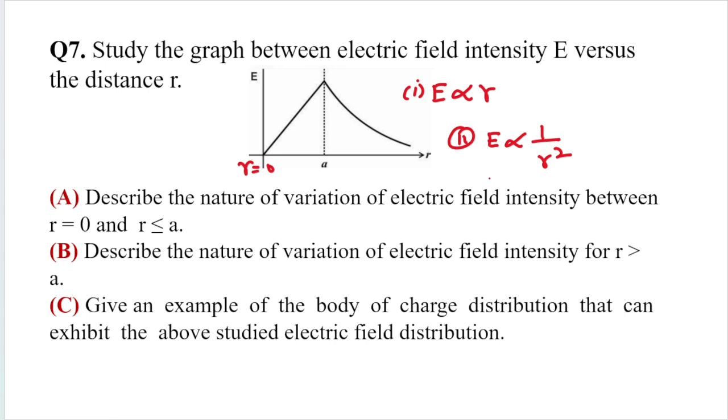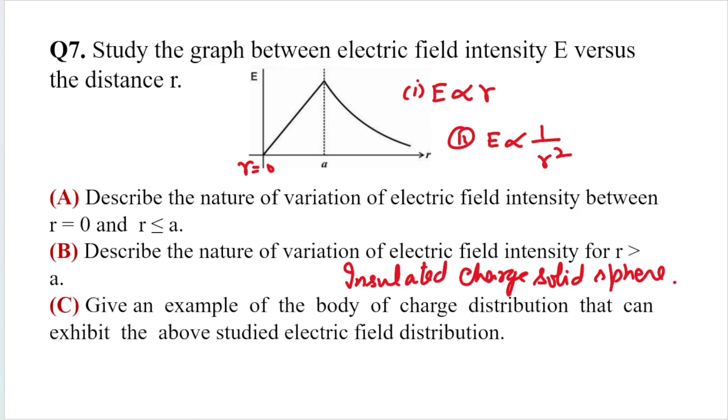Give an example of a body of charge distribution. This is a charged insulated solid sphere. An insulated charged solid sphere is the example of this diagram. Solid sphere.